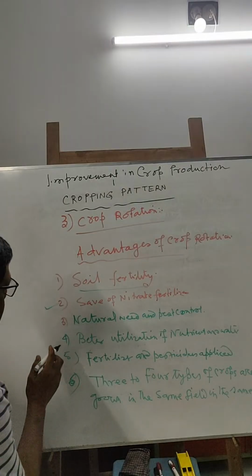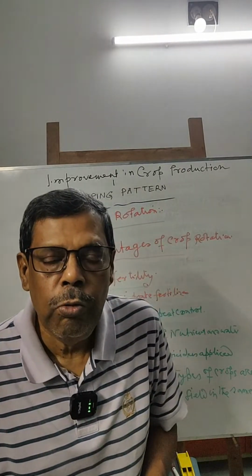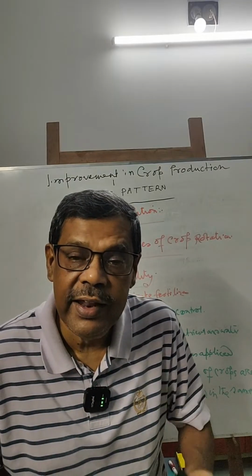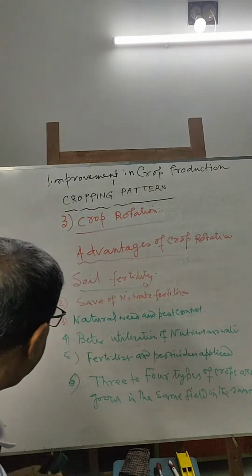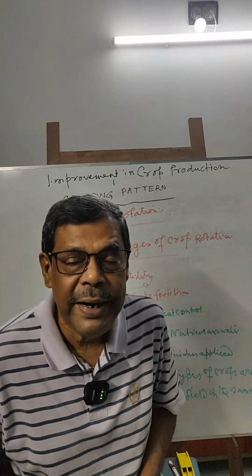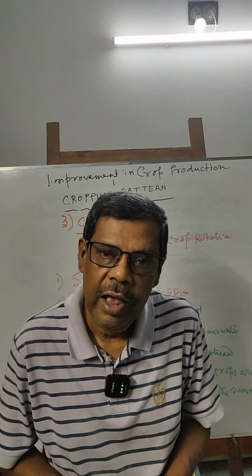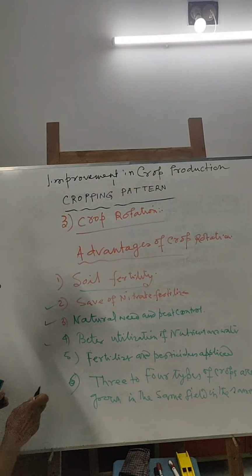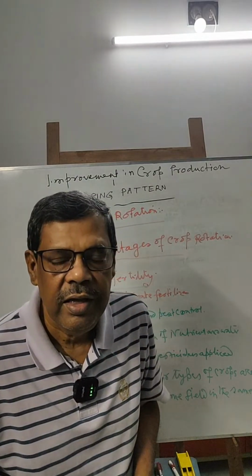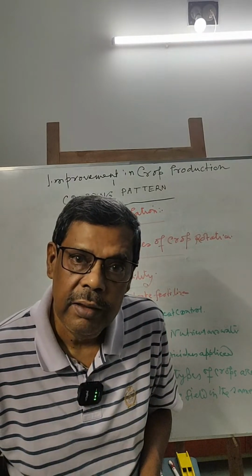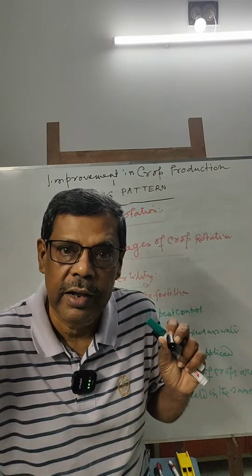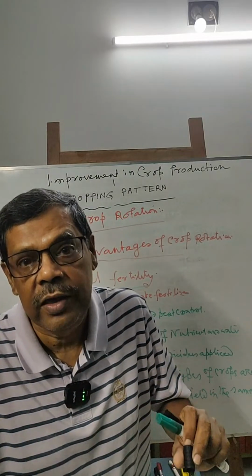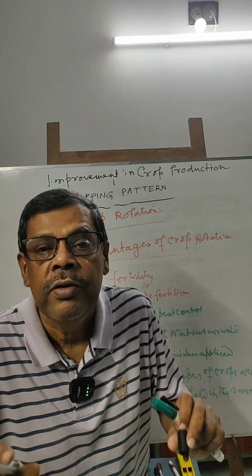Number 3, weeds and pathogens are naturally controlled by this process. Number 4, by this process, better utilization of nutrient and water from the different layers of the soil. Next, fertilizer and pesticides may be used separately because a series of different crops are grown. So, pesticides and fertilizer may be used separately.